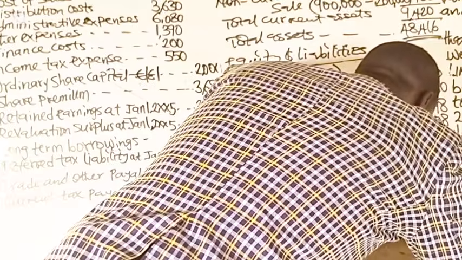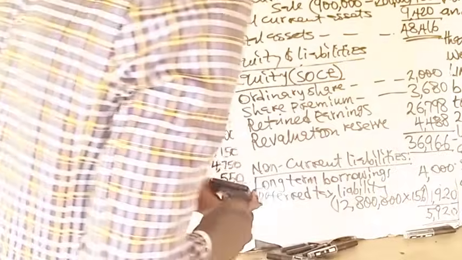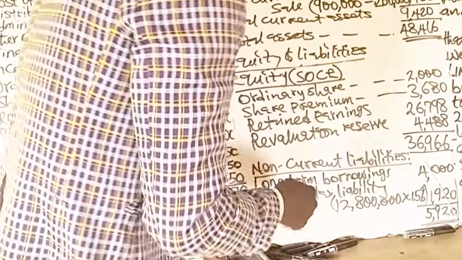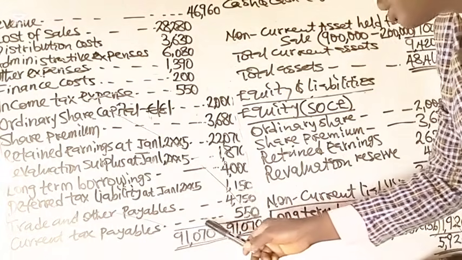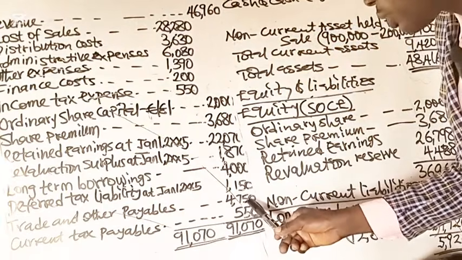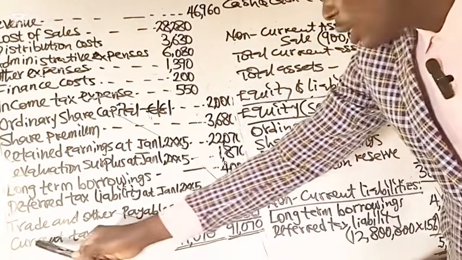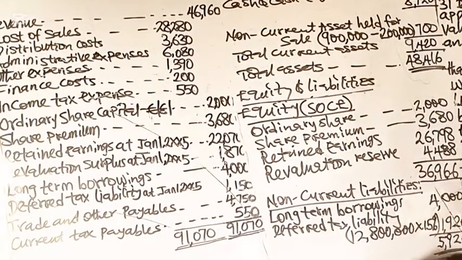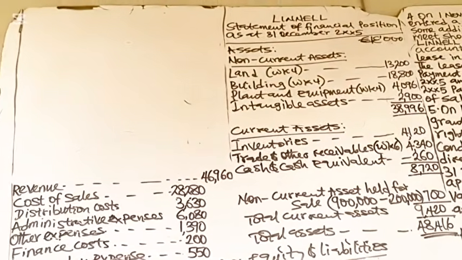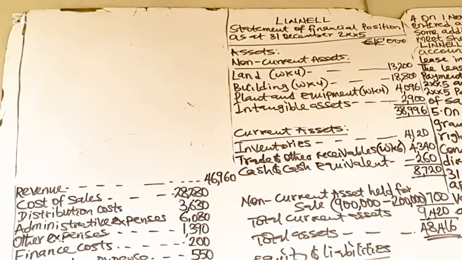After non-current liability, then we have the current liabilities. As part of our current liabilities, we have trade and other payables, 4750. This requires adjustment. Then we have current tax payables, 550. This one does not require adjustment. So now let's include these items in our statement of financial position.